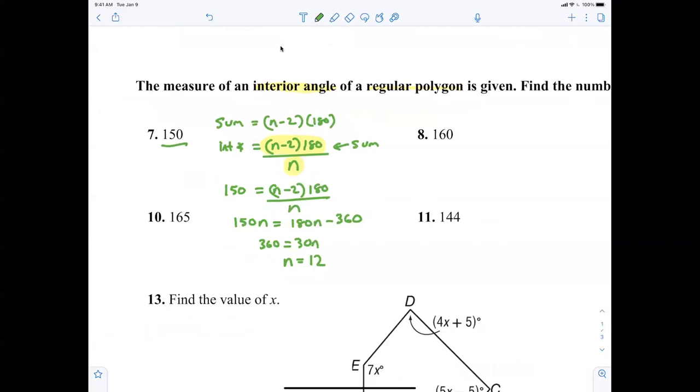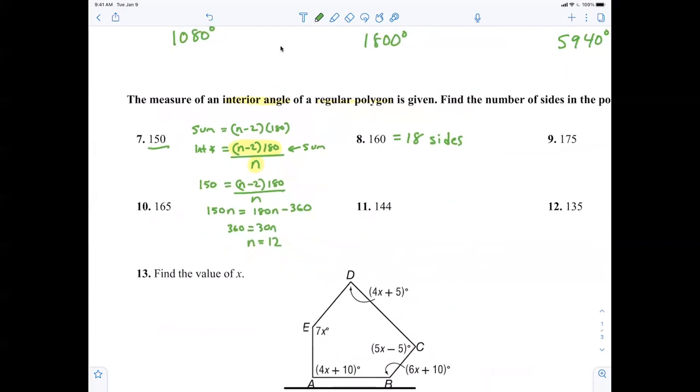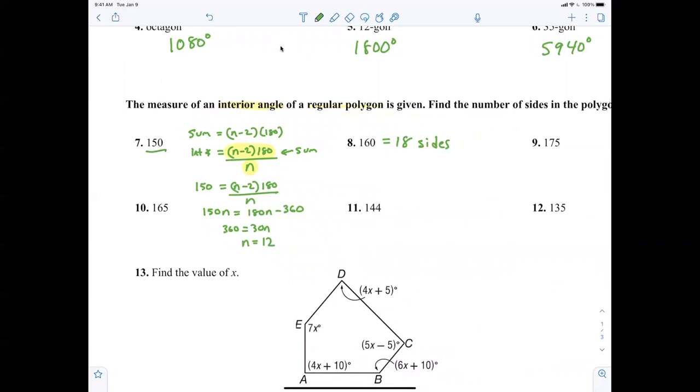Somebody said 18. Whoever said 18, good job. All right, now don't do anything more because I want to show you something. I want to show you a shortcut to that. How did you get minus 360?